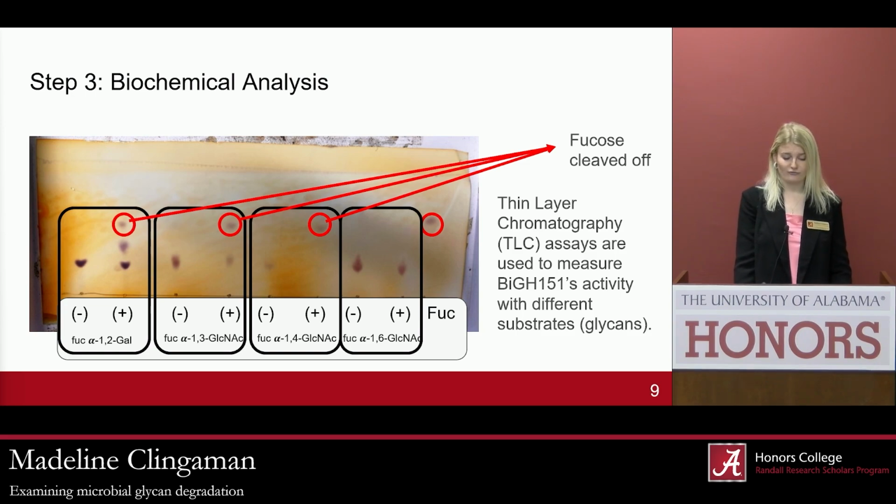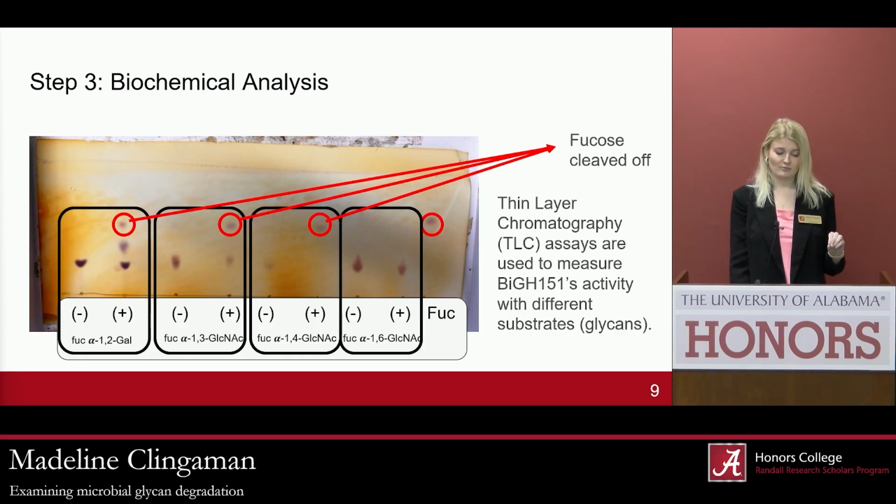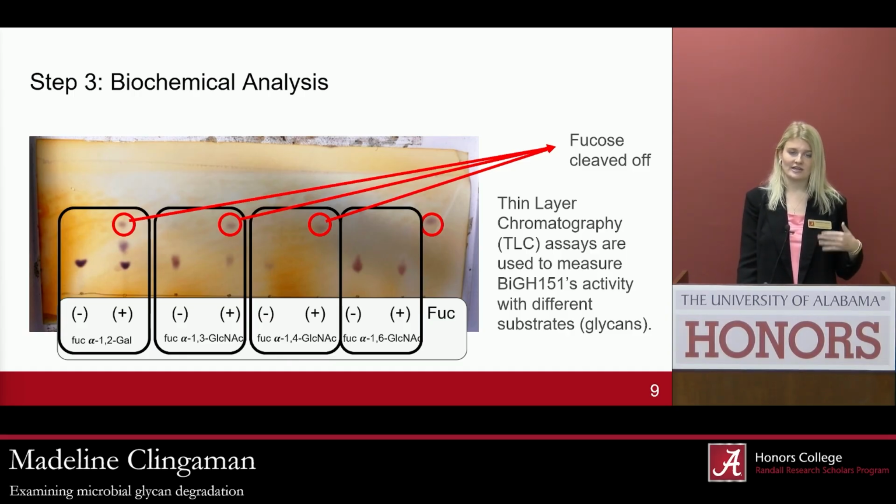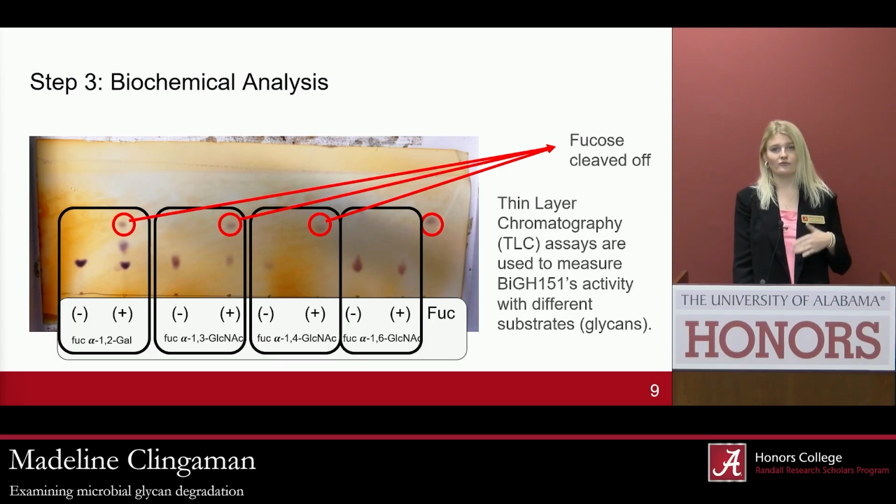And so as you can see on the first 3 substrates, the negative and the positive are different, showing that fucose has been cleaved off at some points during the first 3. And as you can see on the far right, there's just a standard fucose, so you can see that the 3 circled dots match where the fucose is, so you can tell that the fucose has been cleaved off of these first 3 substrates. However, on the 4th one, there was no activity.